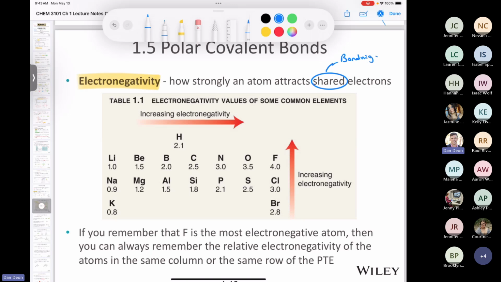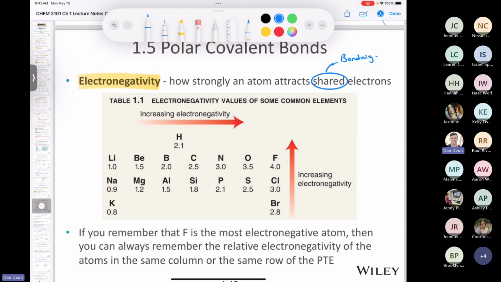Now, the reason that is relevant is sometimes students will ask, what's the difference between electron affinity and electronegativity? Because they're both how strongly an atom attracts electrons. Well, electron affinity is how strongly an atom attracts electrons when it's by itself, whereas electronegativity is when we have shared electrons, and it's a measure of how strongly an atom attracts those shared electrons, right?